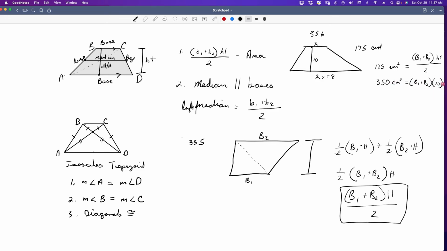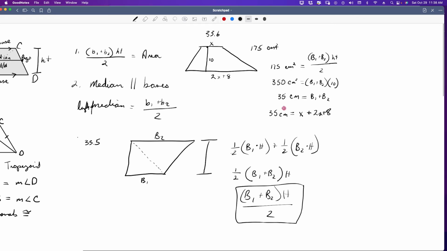So I can divide both sides by 10. So that tells me that 35 centimeters is equal to base 1 plus base 2. Well, now I know what the values of base 1 and base 2 are. I have these expressions here. So 35 centimeters is equal to x plus 2x plus 8. I'm going to move over just a little bit so we can continue the problem. So when I combine this, I get that 35 centimeters is equal to 3x plus 8.